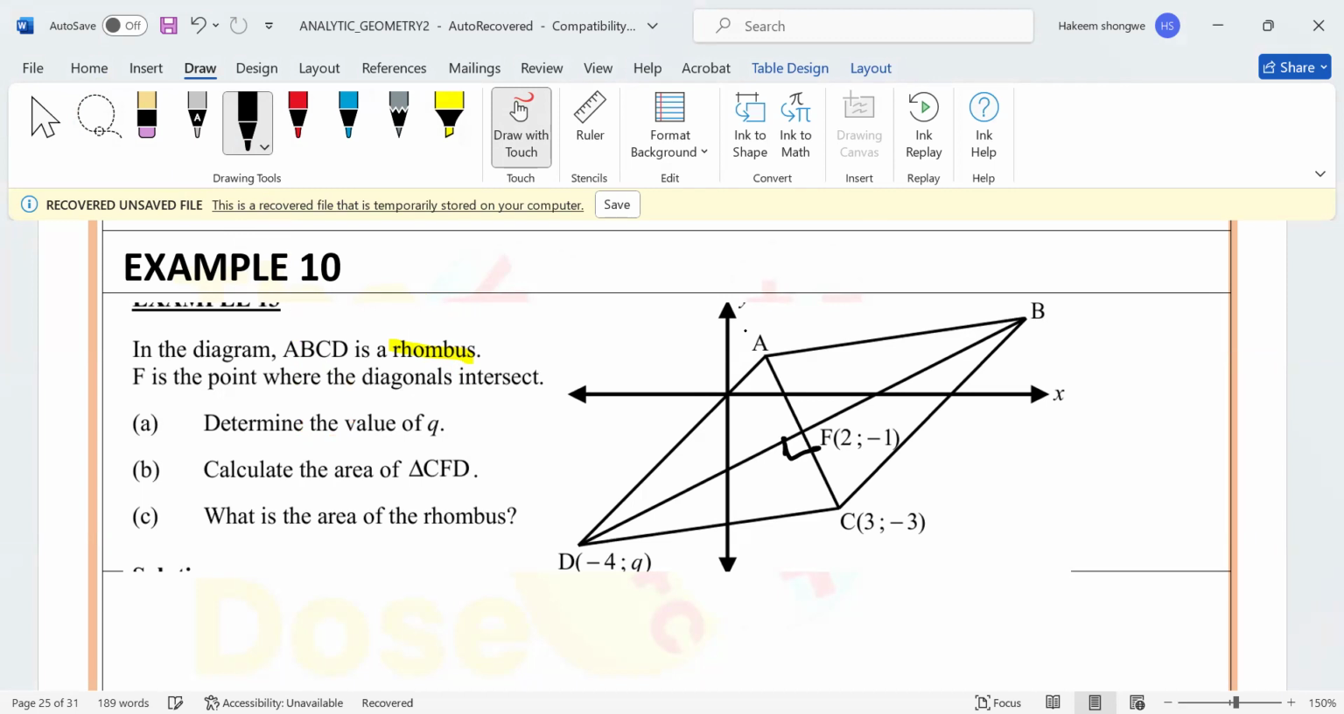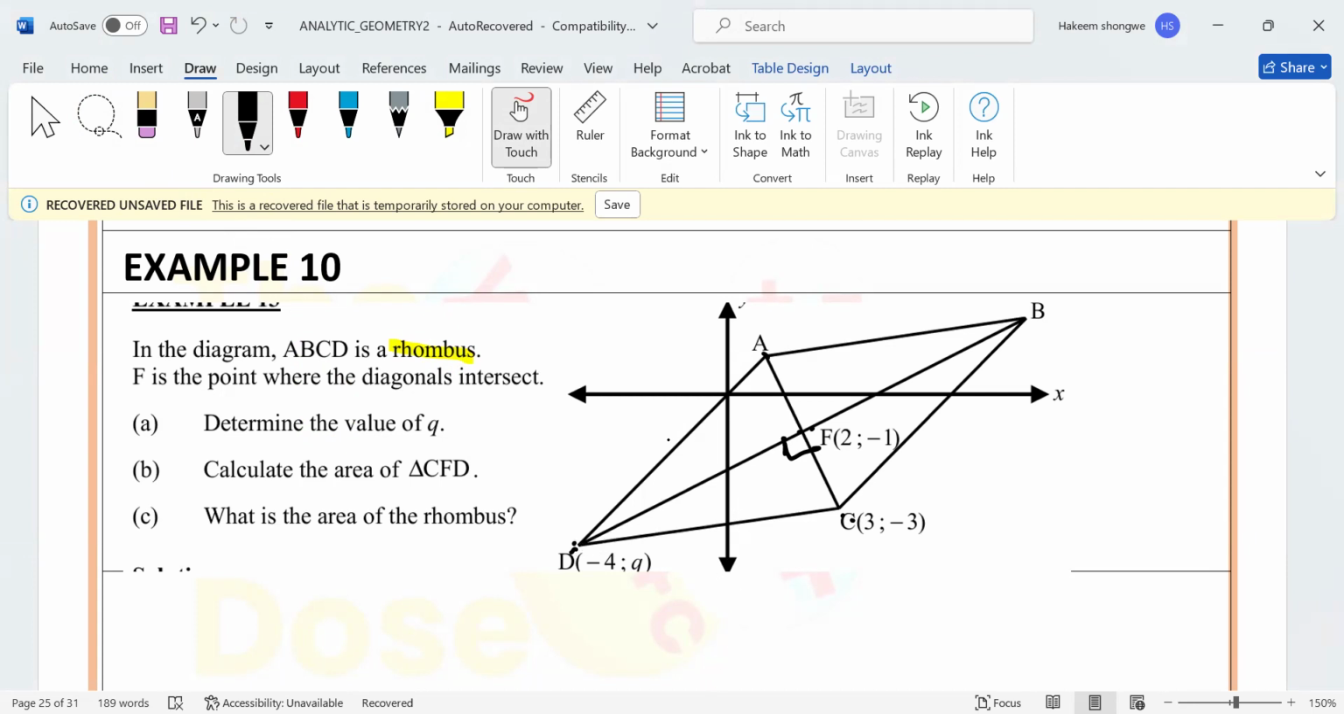That's what makes a rhombus so special. The diagonals, they are going to bisect each other at the what? At perpendicular. Meaning, in other words, I can safely say to them, AC is going to be perpendicular to DF. Or I can tell them, CF is going to be perpendicular to DF.